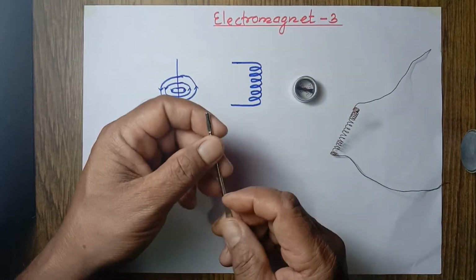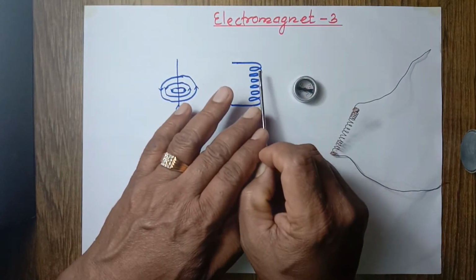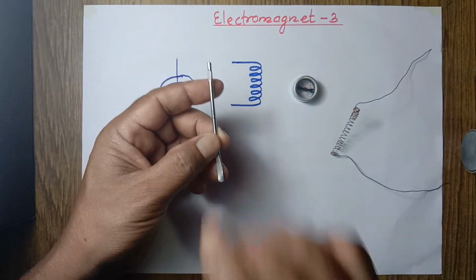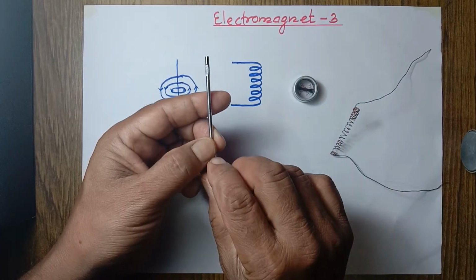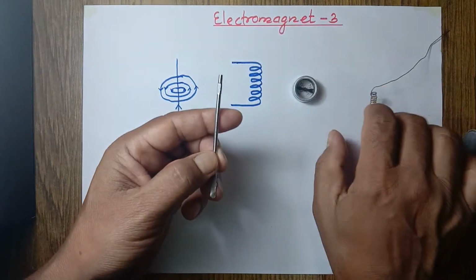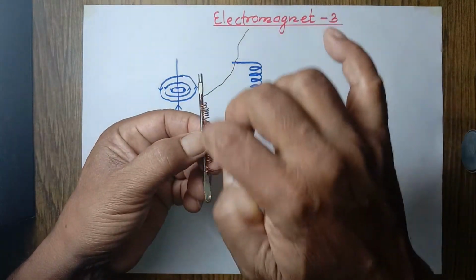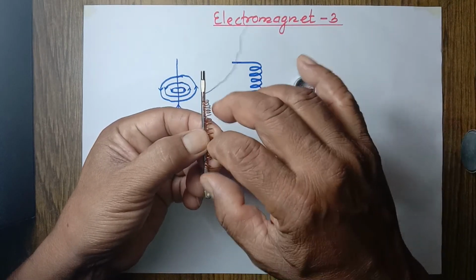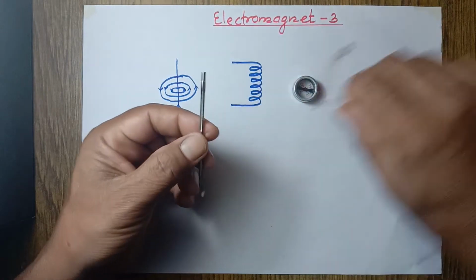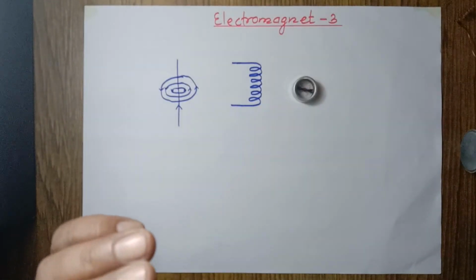That's why naked wire is not used in making an electromagnet, because when naked wire is used, current passes through that piece of iron, and instead of passing through the solenoid, it passes through that piece of iron, and there is no more existence of this solenoid. So we cannot make an electromagnet by using this naked wire.